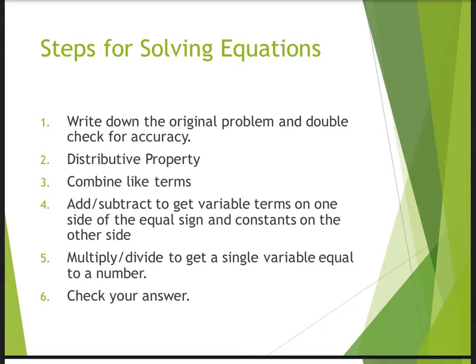Check for accuracy. Distributive property is up next. Combine like terms. Now, most of these we're not using right now. This last section we did add, subtract. This time we're going to talk about multiplying and dividing. And then don't forget to check your answers. So a lot of the steps are the same. Eventually, we'll be using all these steps, and not really in that distant future.